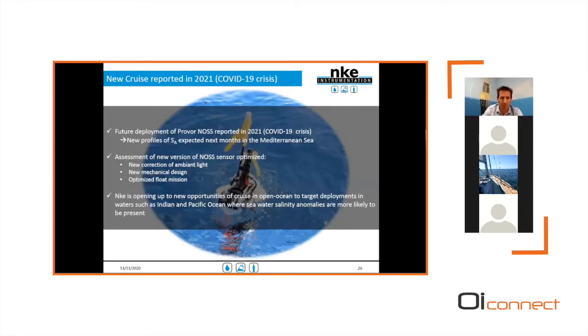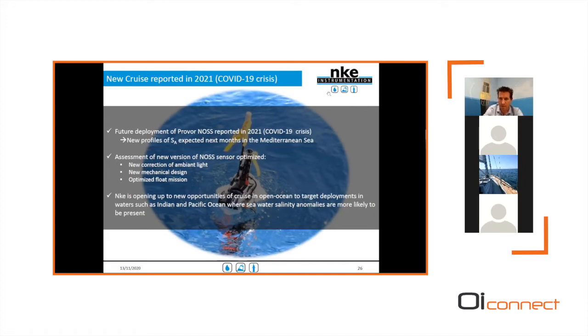So to conclude, the new campaign will be postponed to 2021 due to the COVID-19 crisis. So we expect new profiles of absolute salinity next month in the Mediterranean Sea. And during this campaign, we will assess a new version of the node sensor optimized with a new correction of ambient light, a new mechanical design, and of course, we will optimize the float mission.